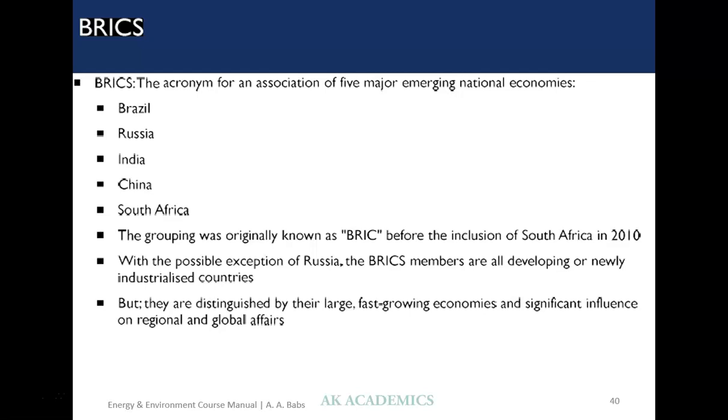With the possible exception of Russia, the BRICS members are all developing or newly industrialized countries. But the story is changing now. Some of them are even more developed now than the developed countries that we know.